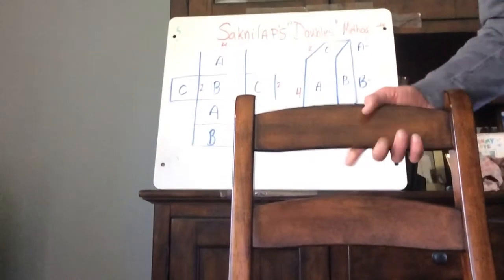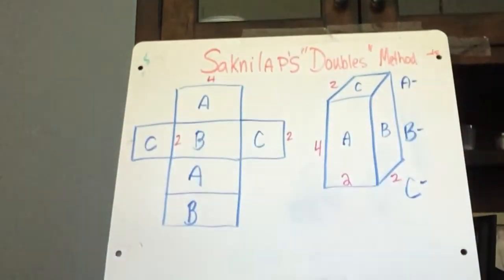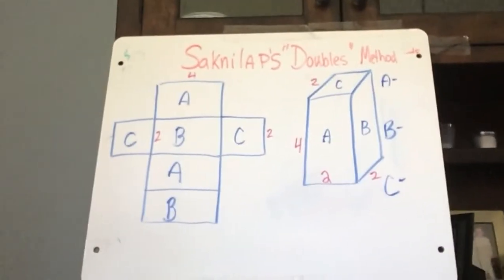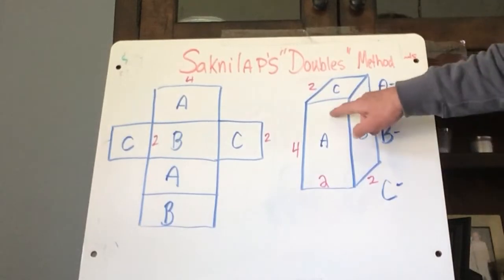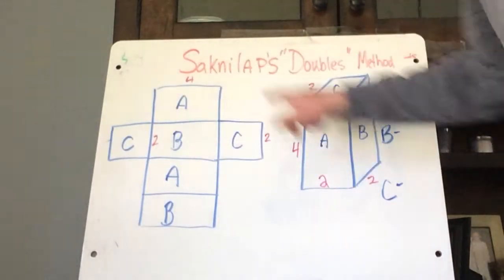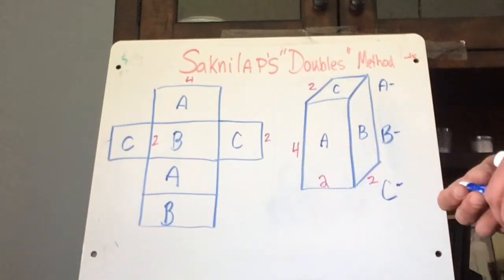There she is. Saknilap Studio 2. Let's see if we can zoom in a little to make this clearer. Oh yes, we can. All right, so here we are. We have our net for the rectangular prism. Now I've labeled them so it's clear to see the different parts.